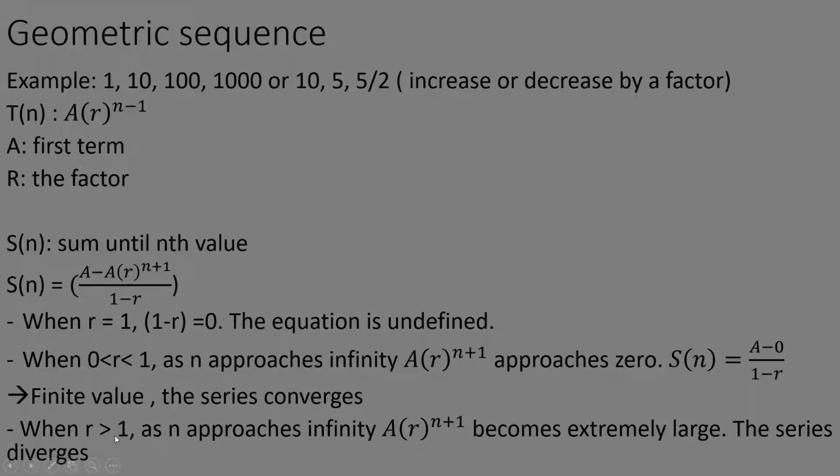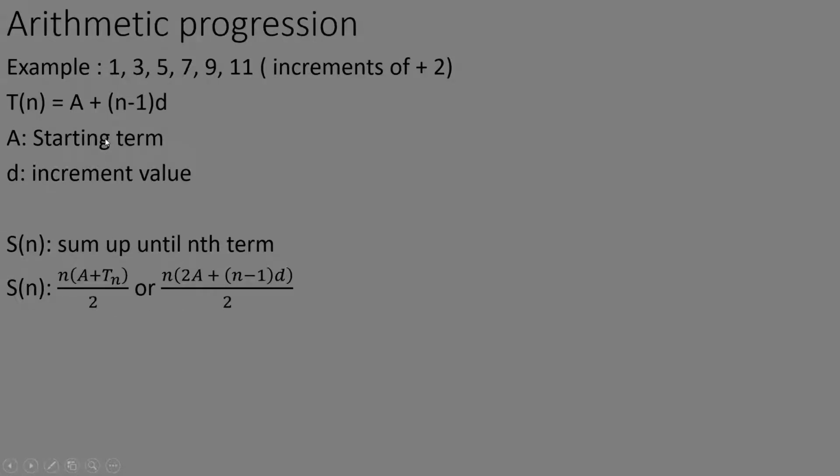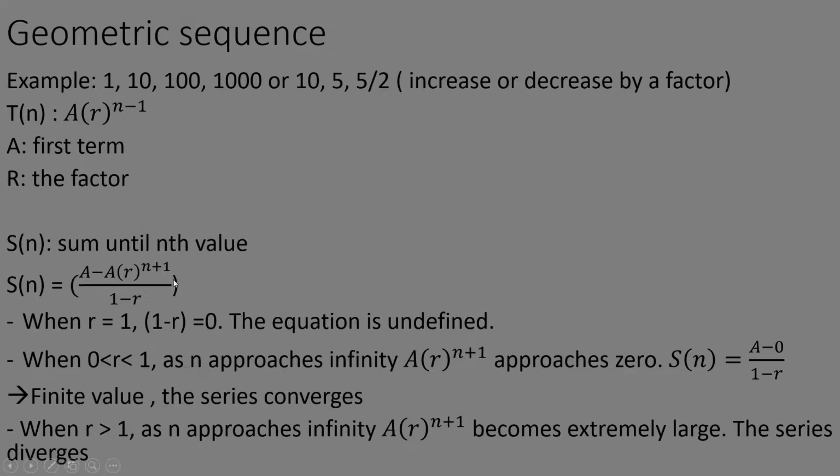However, when r is more than 1, as n approaches infinity, a r raised to the power n plus 1 becomes extremely large, and the series diverges. Take note that when you're finding the nth term, it's n minus 1, and when you're finding the sum until the nth value, it's n plus 1. Again, check your data booklets. There's really no need to memorize these formulas, except maybe this one and the sum. They may not be given in your data booklet, but they might be, so just check your respective data booklets.